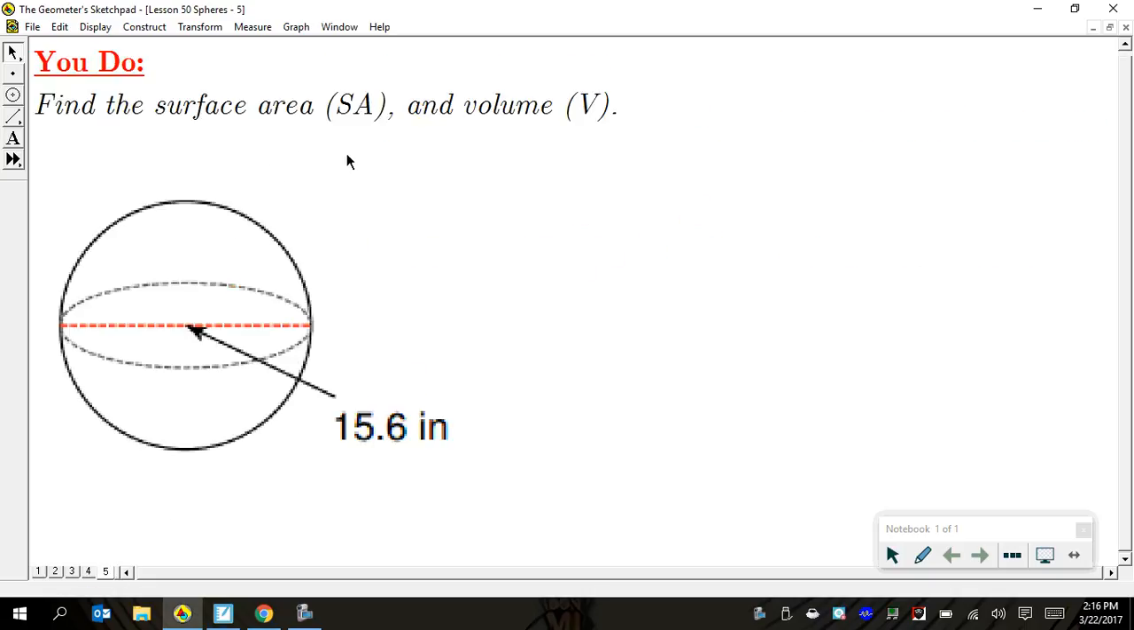So for the U-Do, I want you to find the surface area and volume of this sphere. I've given you a spot for each on the Google form. Make sure you submit your U-Do answers so that you get 100 for the homework. It only makes sense to get 100 for the homework.